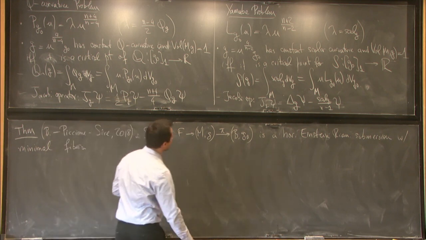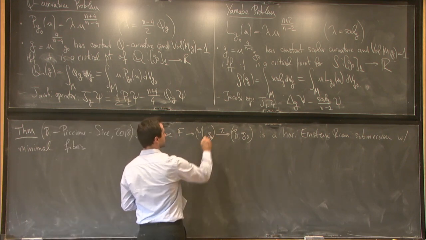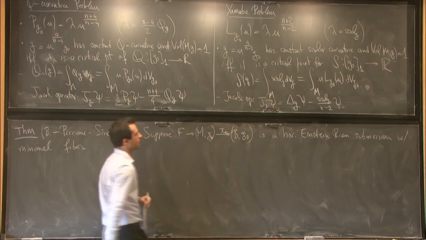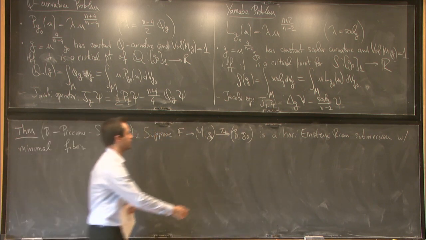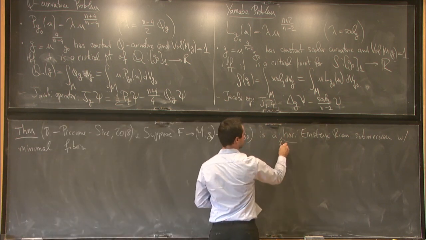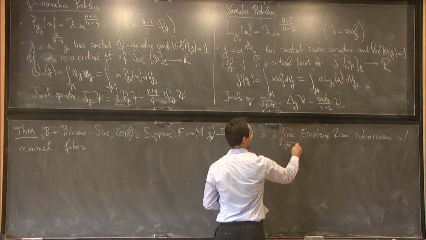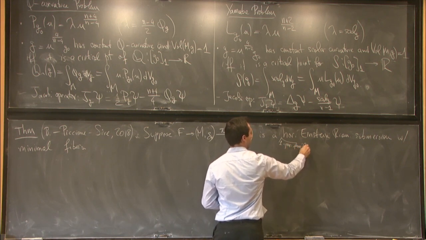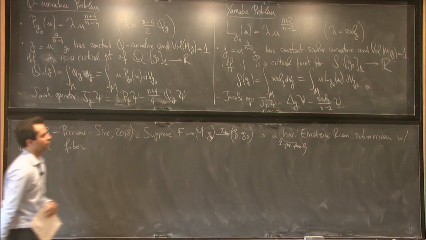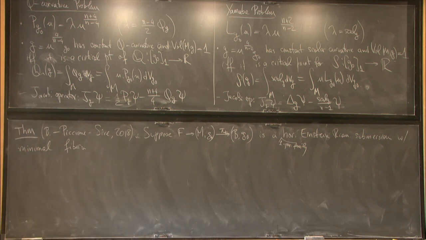And not only that, I'll include a parameter here. I'll say pi_t, g_t, is a one parameter family of these things. Okay? So we have a one parameter family of horizontally Einstein Riemannian submersions with minimal fibers.